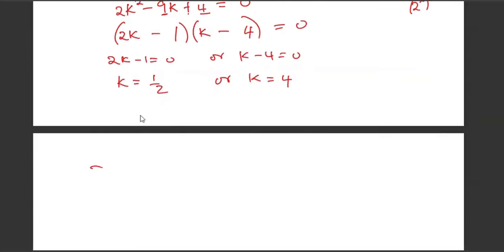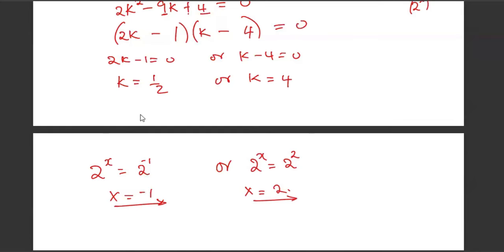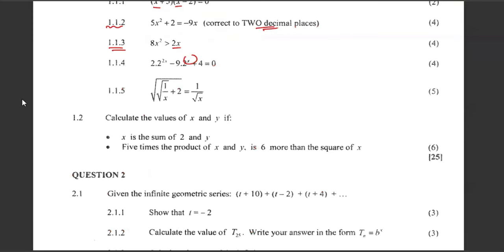So 2 to the x is going to be the same as 2 to the negative 1, because we know that a half is the same as 2 to the negative 1, meaning that x should be negative 1. Or 2 to the x should be equivalent to 4, but 4 can be written as 2 squared. So therefore, x will be 2. So x is either negative 1 or x is 2. Okay, so that brings us to the end of question 1.1.4.